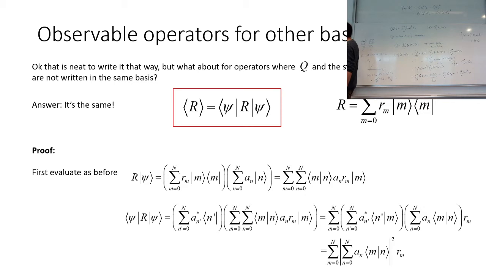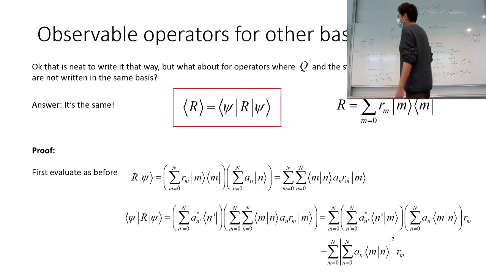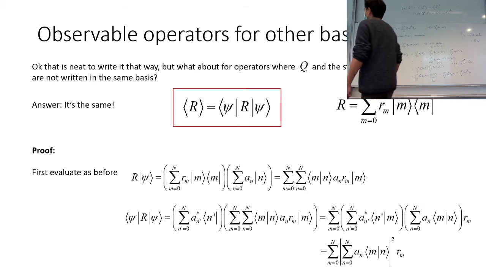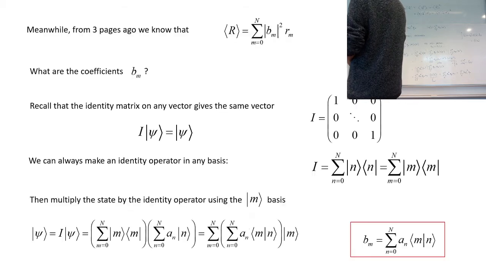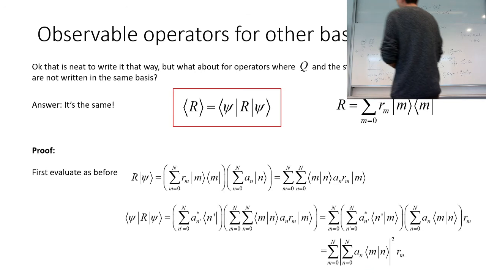So say we've got our operator, and what I'm going to write here is that these m's are the basis for the r's, for this r observable, and the psi I'm going to write in terms of n's, and the n's are in some other basis, which are not necessarily the same. Okay, so right, okay.